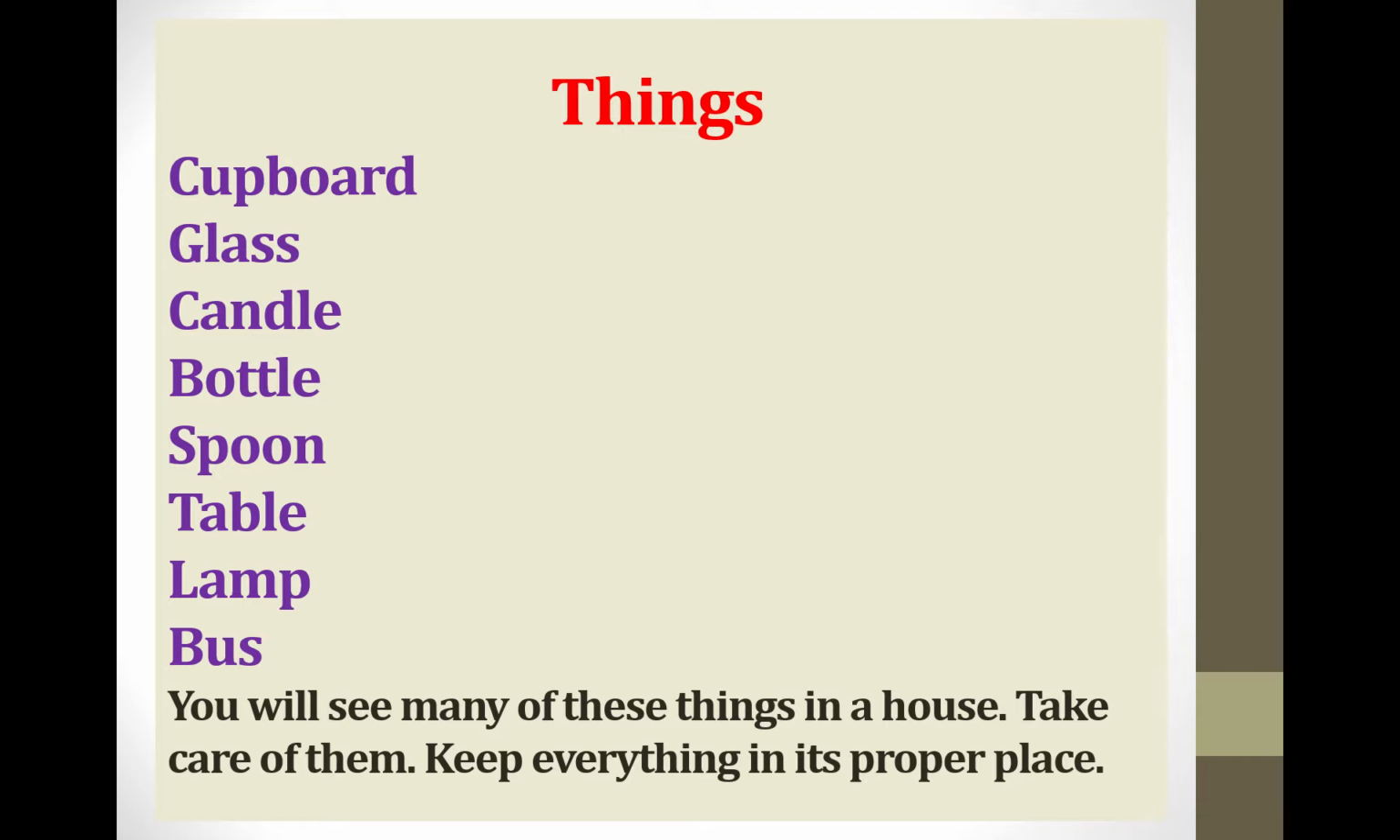On page number 26, you have some daily usable things like cupboard, glass, candle, bottle, spoon, table, lamp and bus. You can look at all these things in your book, page number 26. You will see many of these things in a house. Take care of them. Keep everything in its proper place.